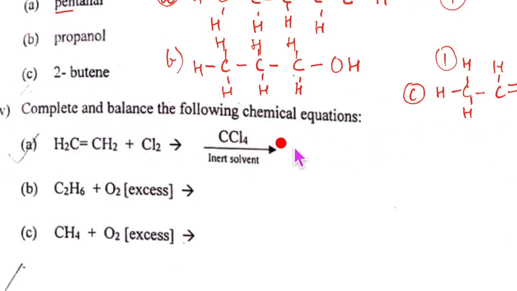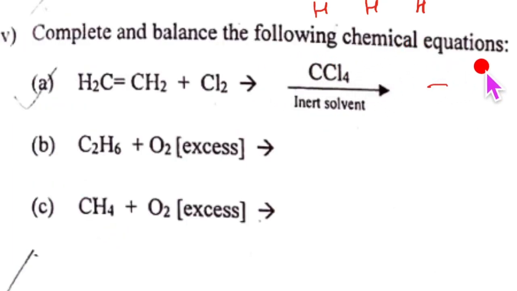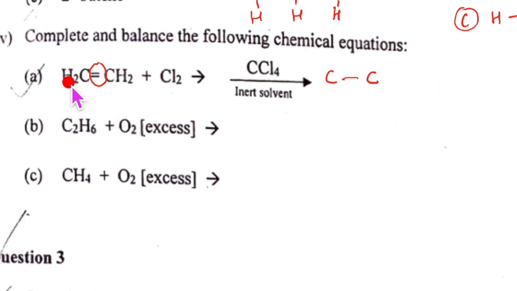We come to the 4th subpart. Complete and balance the chemical equations, and we have here C double bond C, and chlorine is added with CCl4 inert solvent. So we will write C single bond C. This H2 will be as it is. The other H2 will be as it is, and it will become a single bond here, opening up, and that will attach Cl and Cl here. And that is your 1,2-dichloroethane. Okay, that gives you your 1 mark.